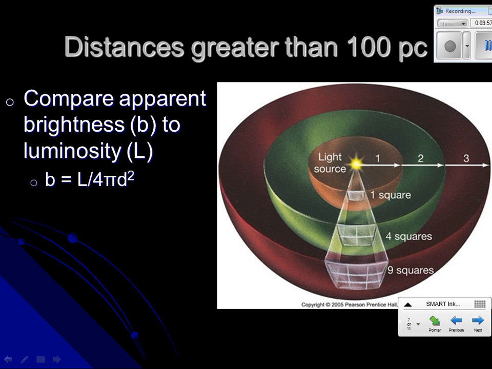The brightness, the energy we receive, will equal the luminosity, how much energy it's giving off, divided by the surface area of the sphere that energy is spread over, which is 4 pi d squared. Does that make sense?